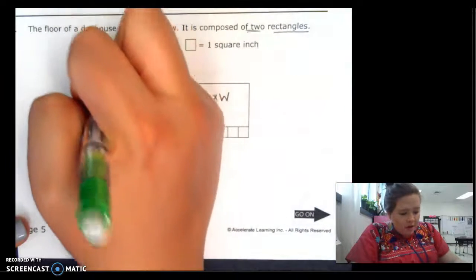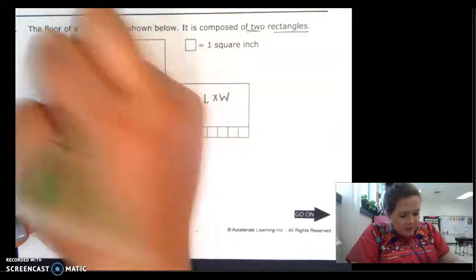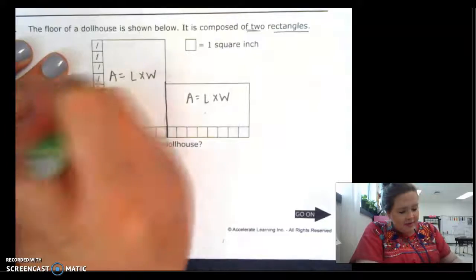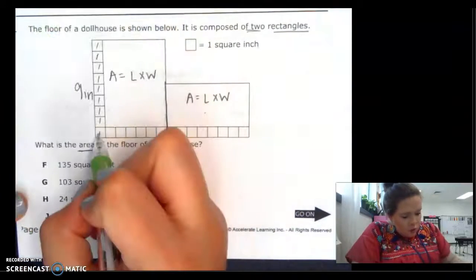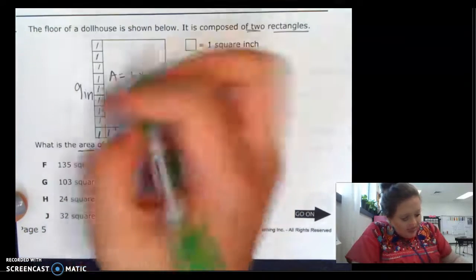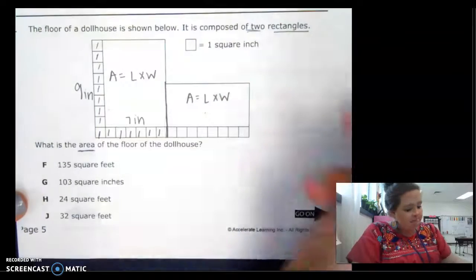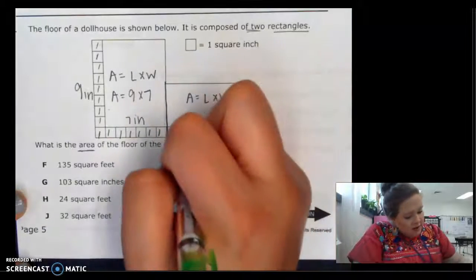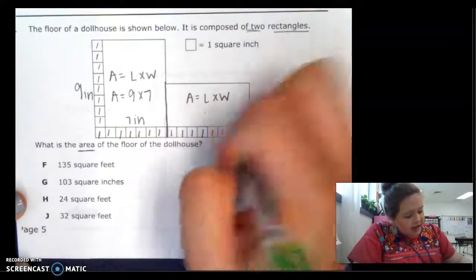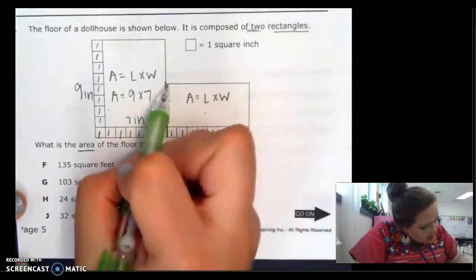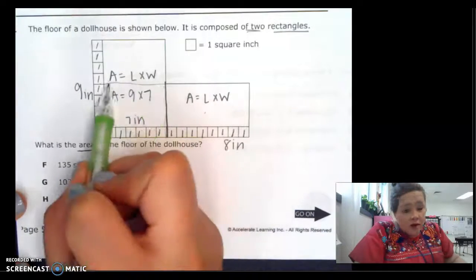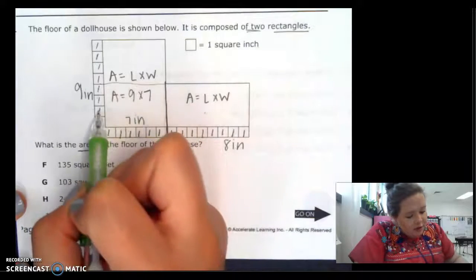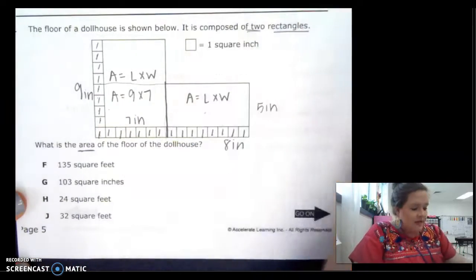1, 2, 3, 4, 5, 6, 7, 8, 9. 9 units. Oh, it's in inches. 1, 2, 3, 4, 5, 6, 7. 7 inches. So I'm going to multiply 9 times 7. Then 1, 2, 3, 4, 5, 6, 7, 8. 8 inches. And then this one, this length or the width is going to be 1, 2, 3, 4, 5. 5 inches.